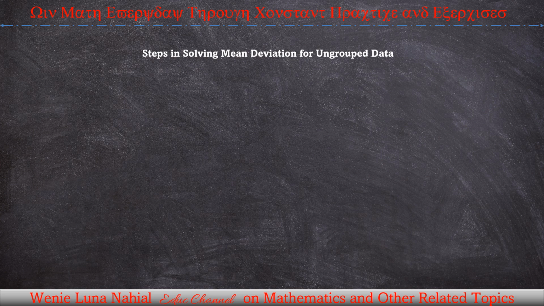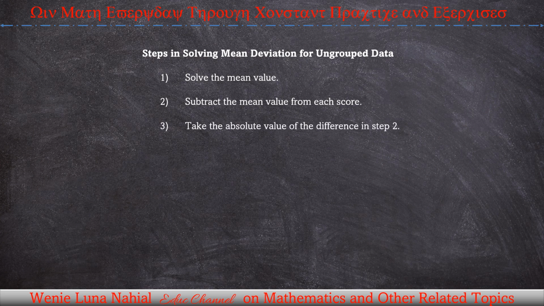Then these are the steps in solving mean deviation for ungrouped data. We have solved the mean value. So that's the first step. Second step, subtract the mean value from each individual score. Then the third step, take the absolute value of the difference in each step in step 2. Then solve the mean deviation using the formula. So it seems now that the process is getting a bit complicated.